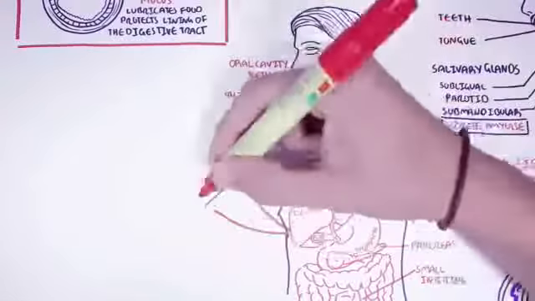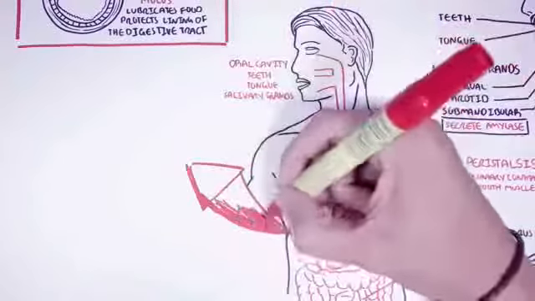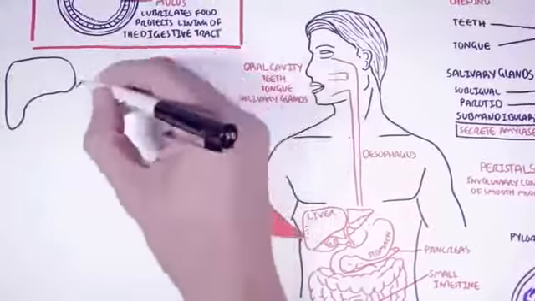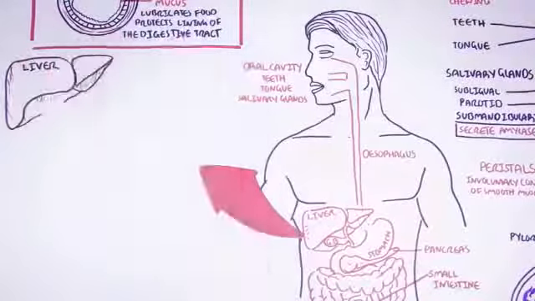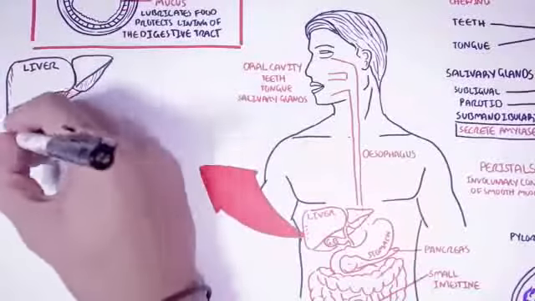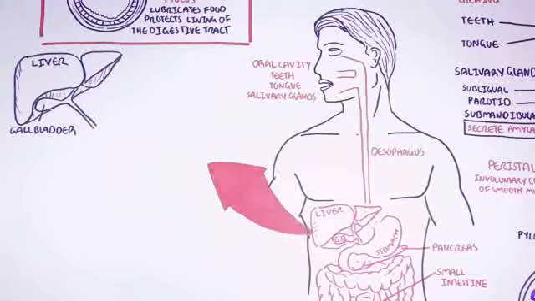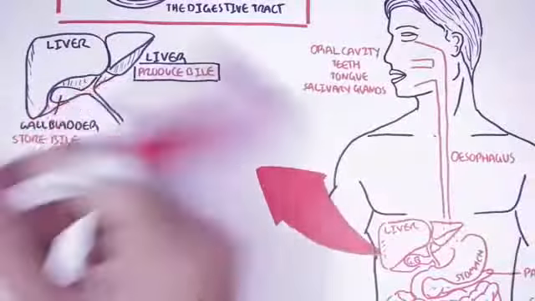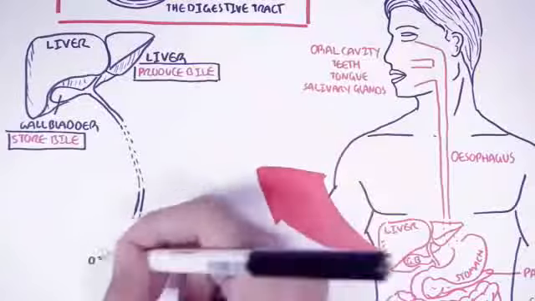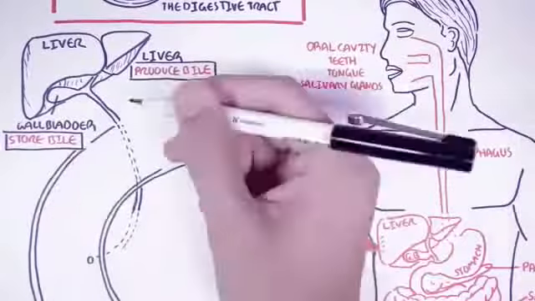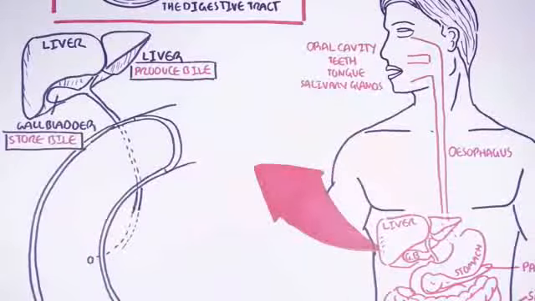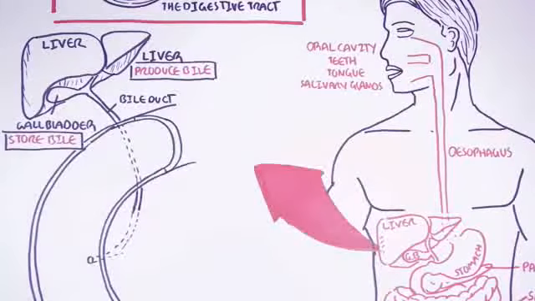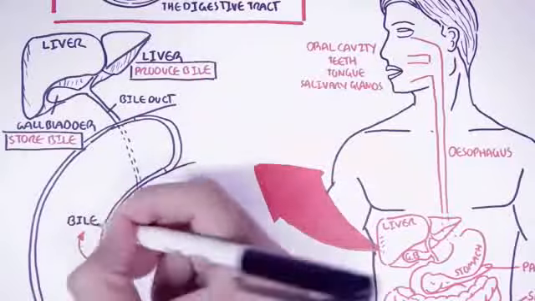So let us learn a bit more about these accessory organs and learn about their role in digestion. So here we are zooming into the liver and the gallbladder. The liver produces bile, which has a critical role in lipid digestion. The gallbladder stores the bile, and when needed, the gallbladder will contract and release the bile into the small intestine. So bile will enter the small intestine through the bile duct.